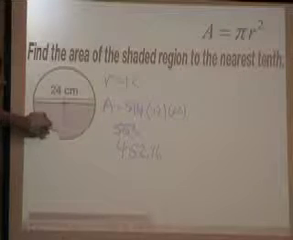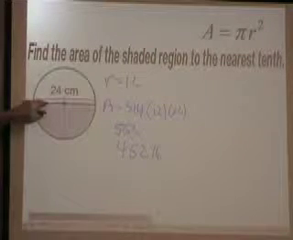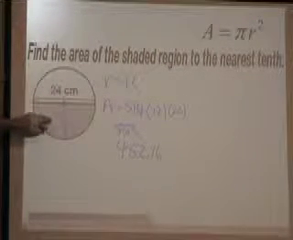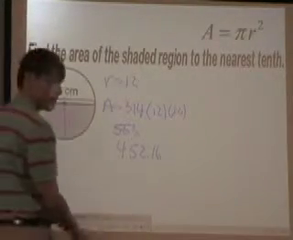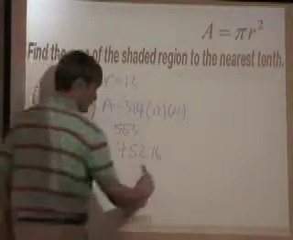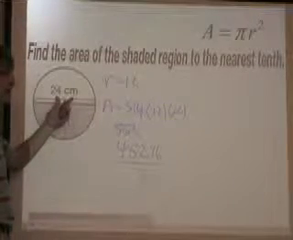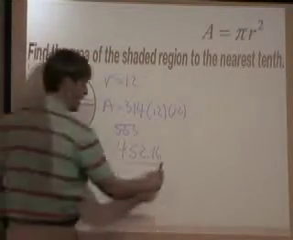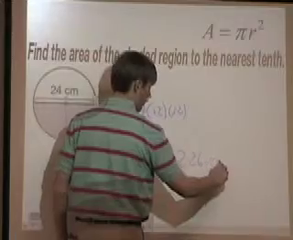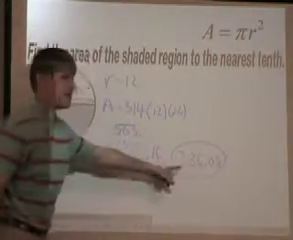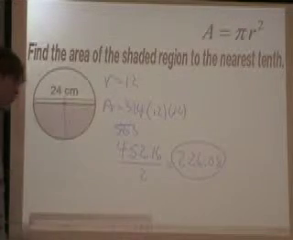They want the shaded region. How much of this is shaded? 50%. Say half. So I'm going to divide what I got for the whole circle by 2. To find half of something, you divide by 2, just like we wanted half of the diameter, and we got it by dividing by 2. So now divide by 2, and what do you get? 226.08. That is the area of the shaded region, half the circle.